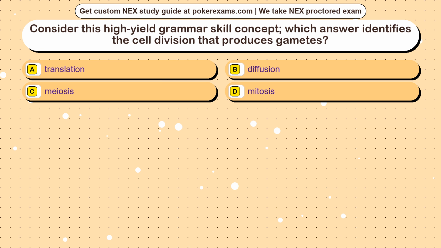Question 18. Consider this high-yield grammar skill concept. Which answer identifies the cell division that produces gametes? Option A, translation. Option B, diffusion. Option C, meiosis. Option D, mitosis.